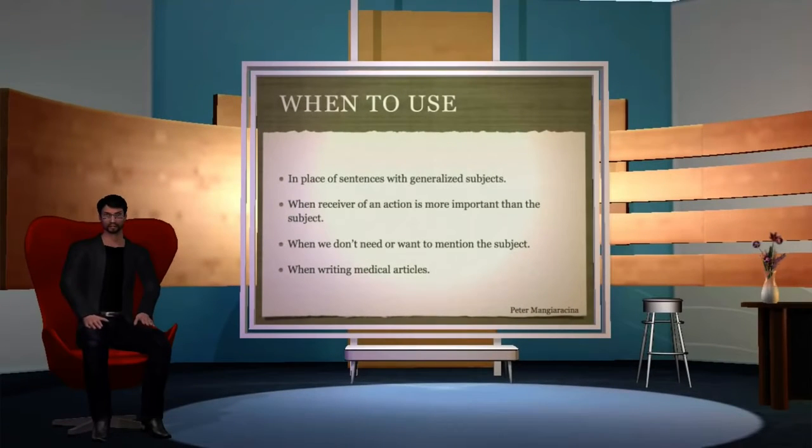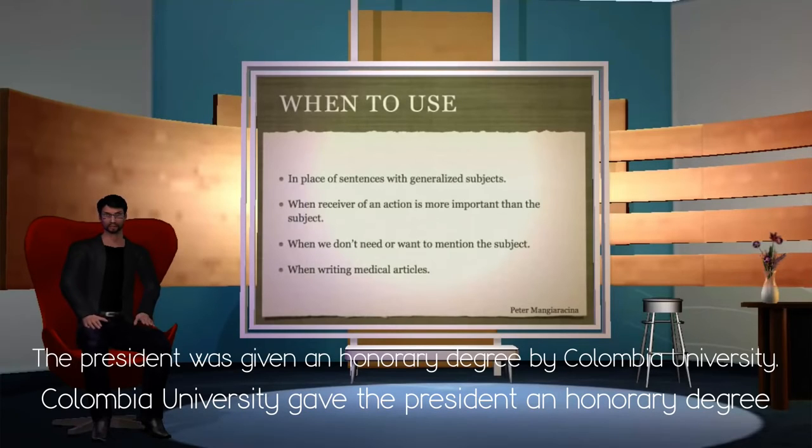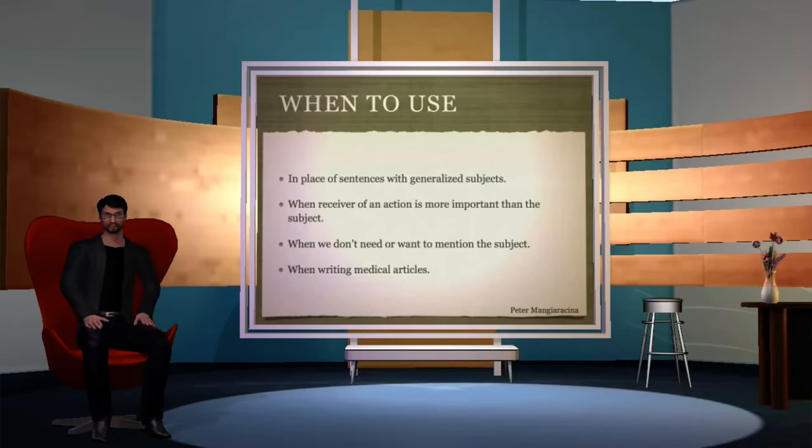When the person or thing that receives an action is more important than who or what does the action, we use the passive. You'll see this a lot on the news. Instead of saying Columbia University gave the president an honorary degree, the news will report it as the president was given an honorary degree by Columbia University.